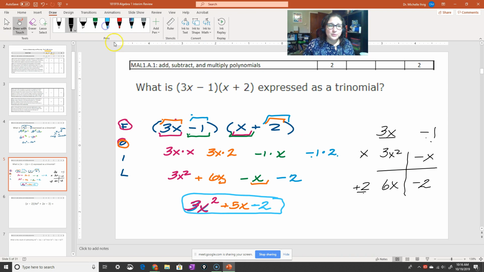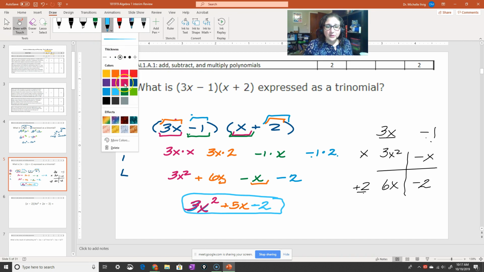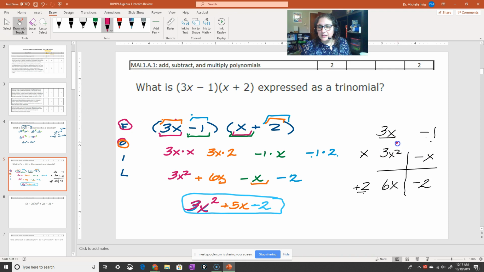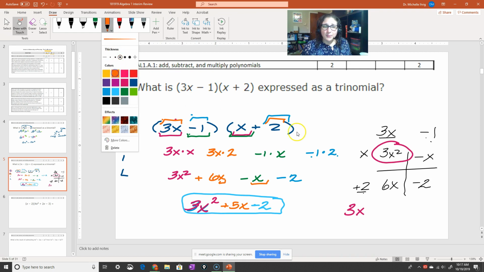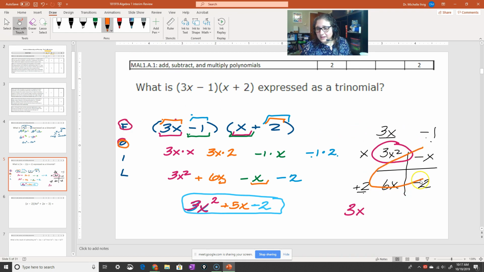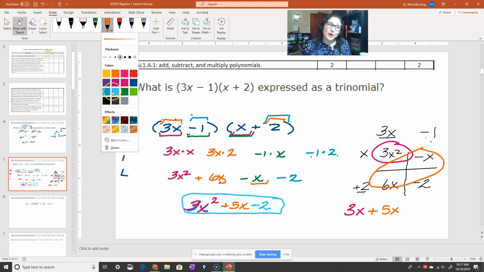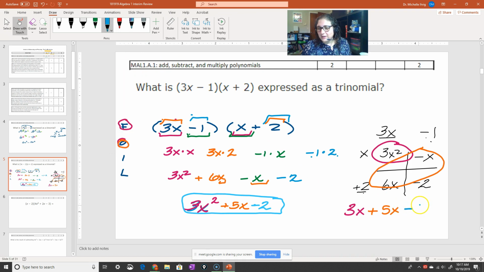Then when we look up here at our different values, we see that we have the 3x squared. We see that we have the -x and the 6x line up. So when we combine like terms, that gives us the positive 5x. And then we have that -2 all by itself. And that comes here. So that's the way that you can do the box method: you put the top that way and then you go down.